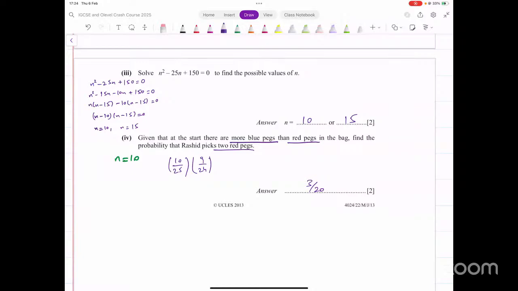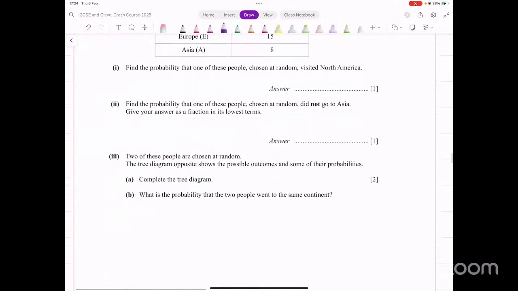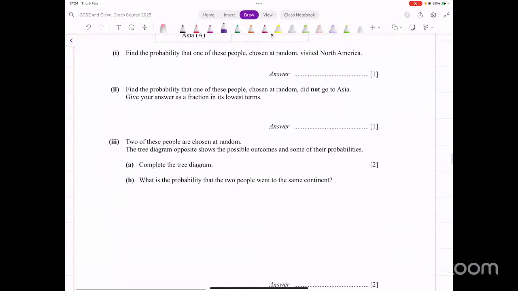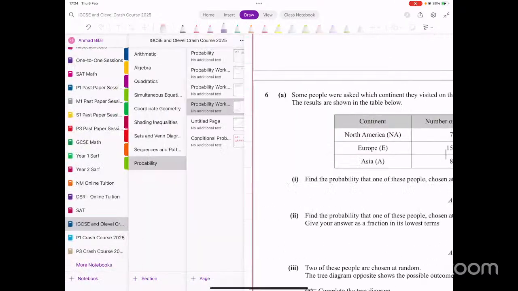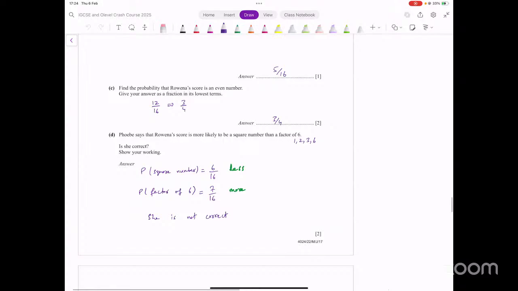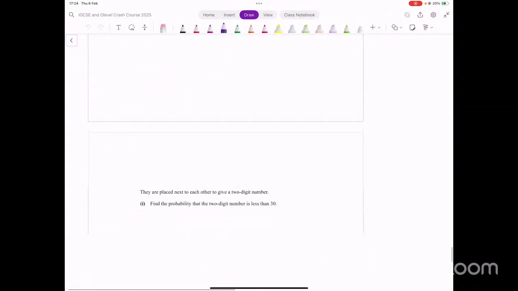Does that make sense? No problems? Okay, now let's look at one in which there is no tree diagram. So we've done a number of them in which we have tree diagrams. Let's do a slightly different one.